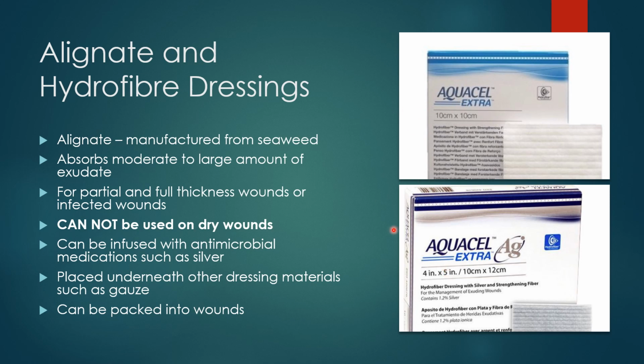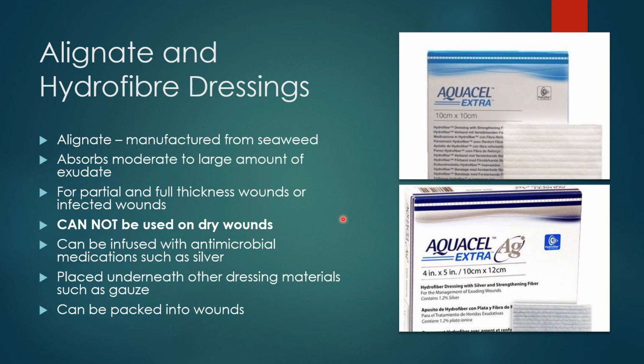So I have two photos here. This one, Aquacel Extra, is just the regular hydrofiber dressing, whereas we have Aquacel AG. AG is the abbreviation for silver. So Aquacel AG is the hydrofiber dressing that is infused with silver, and it does state that here right on the box. Hydrofiber dressing with silver and strengthening fiber.